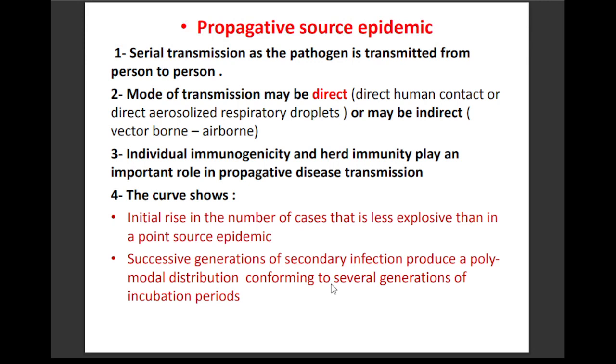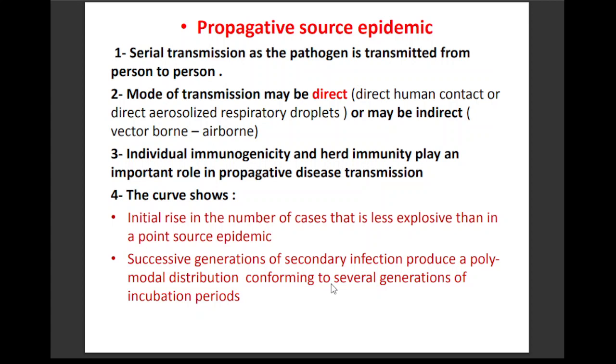Next is the propagative source epidemic. Now we are interested in this particular type of epidemic. Here is what happens in this propagative source epidemic: serial transmission, as the pathogen is transmitted from one person to another. So it is contagious. Next, the mode of transmission may be direct. That can be direct human contact or direct aerosolized respiratory droplets. So through aerosols or through droplets, the infection can spread.